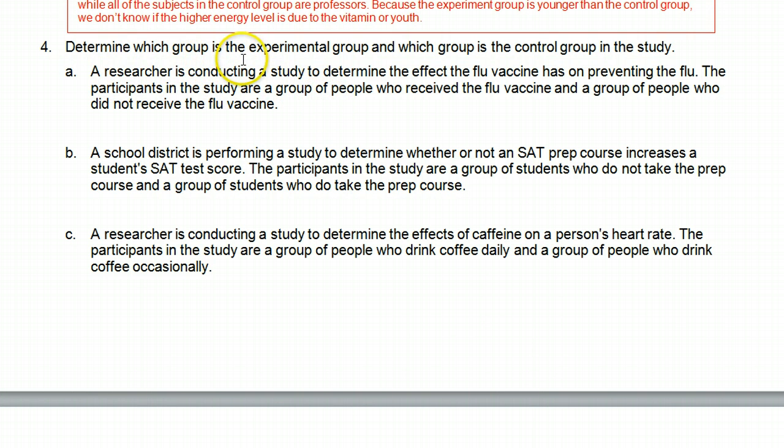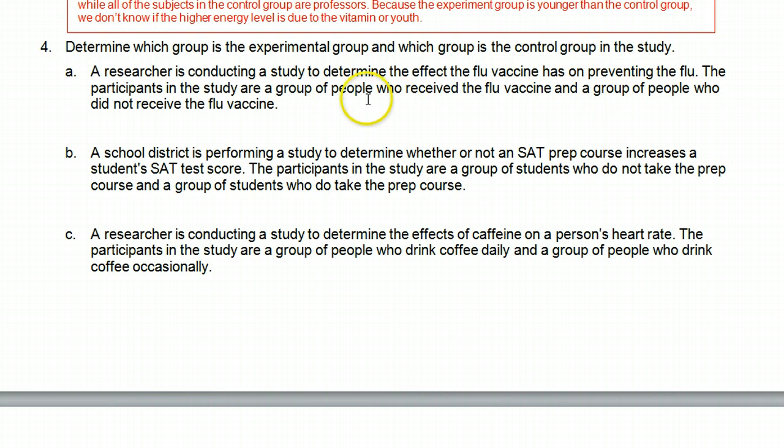Determine which group is the experimental group and which group is the control group in the study. A researcher is conducting a study to determine the effect of the flu vaccine on preventing the flu. The participants in the study are a group of people who received the flu vaccine and a group of people who did not receive the flu vaccine.